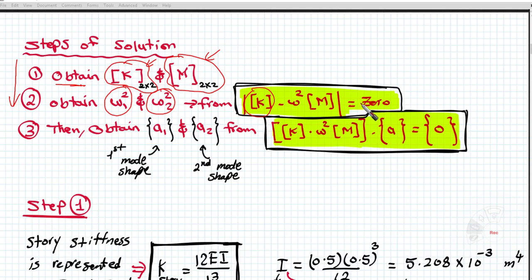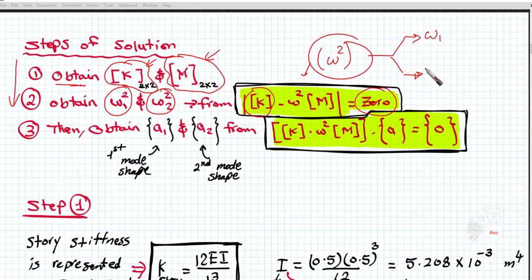equal to 0. When we equate this determinant with 0, we are going to have a polynomial in omega squared. We're going to solve it using the quadratic equation law, and then we're going to obtain some roots. In our case, this is going to give us two different roots, omega 1 and omega 2, because we have 2 degrees of freedom. This is step number 2.